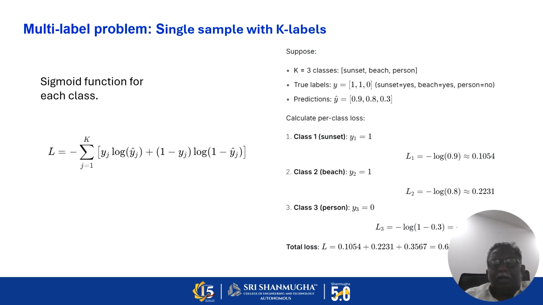Okay, as long as the class is 1, the loss is going to be very small. Then when the predicted value is very low, the loss is going to be huge. So we have to combine all three classes for the loss calculation.